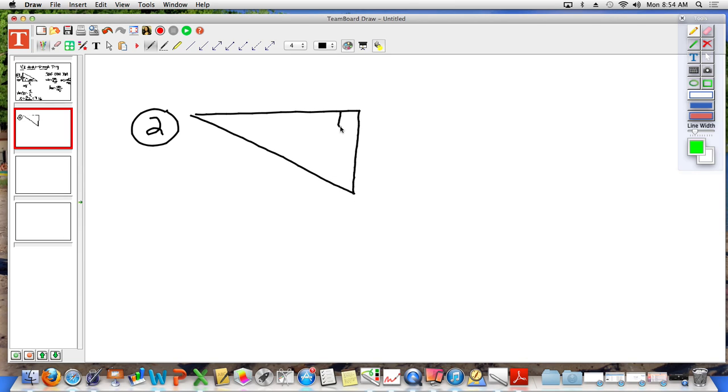I'm drawing mine upside down this time. Let's say, in this case, we know that this angle is 56 degrees, and we know that this long side right here is 12, and your job is to figure out that side right there.